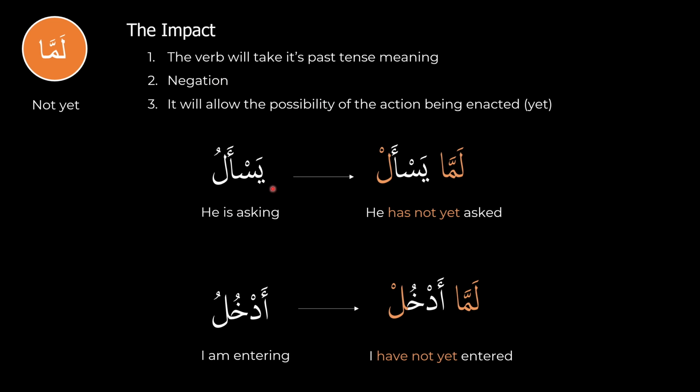So, for example, if you have yas'alu, which means he is asking, right? This is a normal present tense verb. And now if we put lamma in front of it, it becomes lamma yas'al. Again, it's going into majzoom because of the lamma. And now this is going to have the meaning of he has not yet asked, right? Because you have the negation, past tense meaning, and it's allowing the possibility of the action being enacted, which is why we have the yet, right?